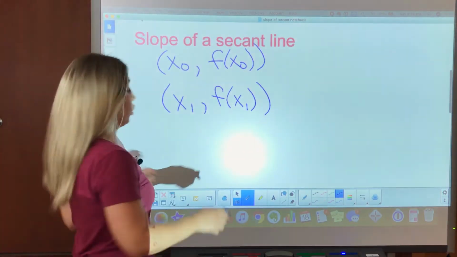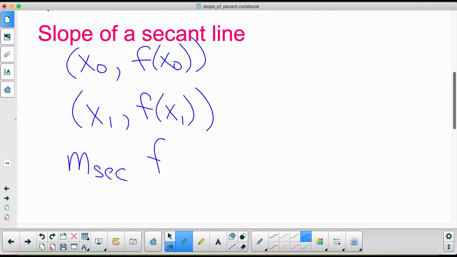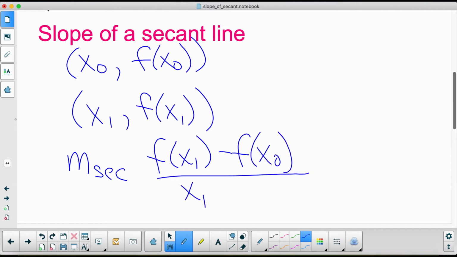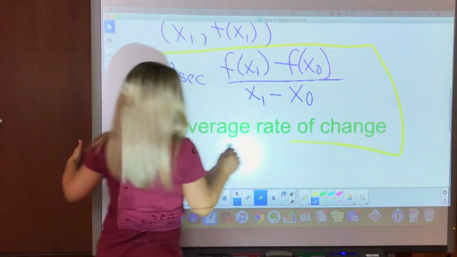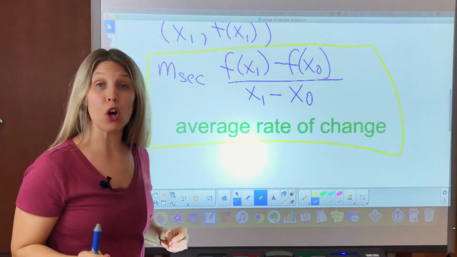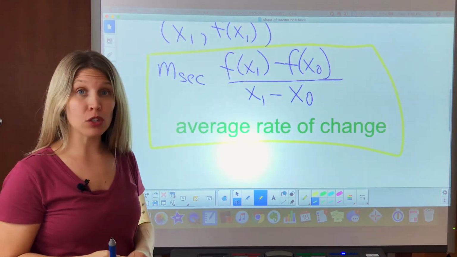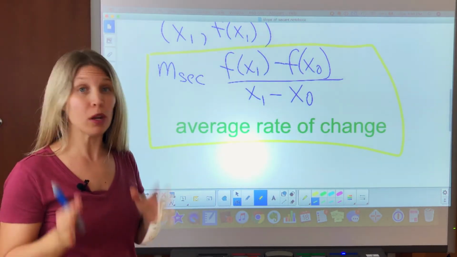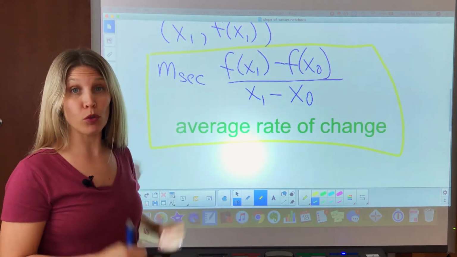So therefore, your slope of your secant line would be y2, right, your y value minus your other y value, all over your x value minus your other x value. So this again would be known as your average rate of change, the slope of your secant line. Again, same principles, y2 minus y1 over x2 minus x1, that's just the slope, but this is just another way to write it in a general form.